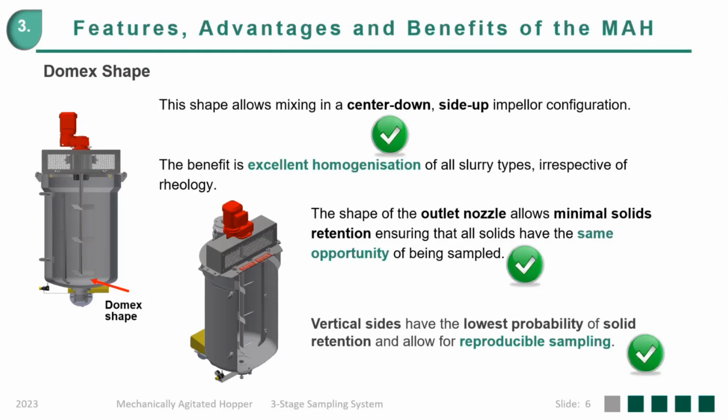Now let's talk about the features, advantages, and benefits of the mechanically agitated hopper. The mechanically agitated hopper consists of a domex shape at the bottom. This shape is included so that mixing in the center side up impeller configuration can occur. The benefit is excellent homogenization of the slurry type, irrespective of rheology. The shape of the outlet nozzle allows minimal solids retention, ensuring that all solids have the same opportunity of being sampled.